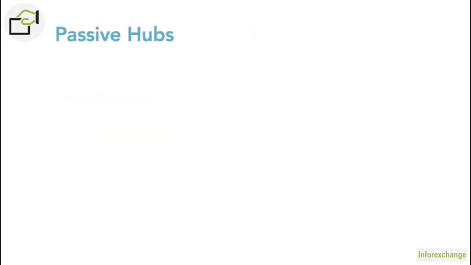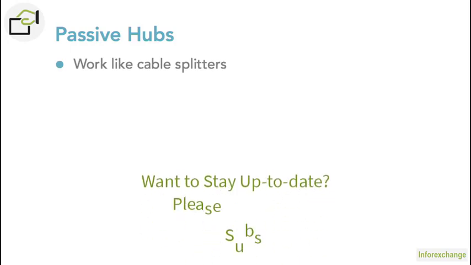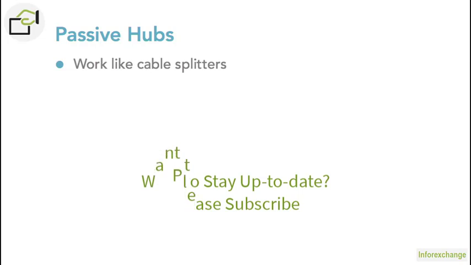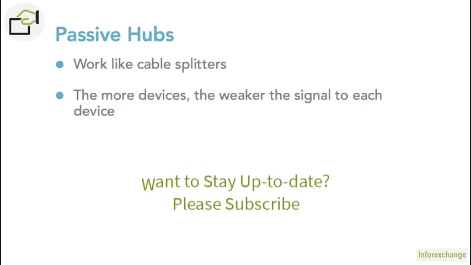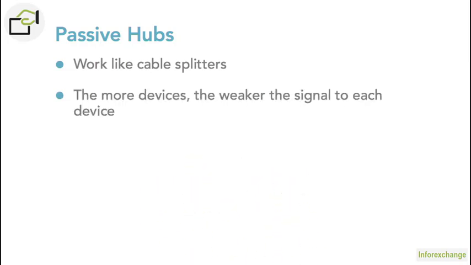The passive hubs worked a lot like a cable splitter. Basically what that means is that when a signal came in and was split out, the more devices connected to the passive hub, the weaker the signal got for each device. The reason the signal got weaker for each device is because, depending on how many devices you had, you had to divide the power of the signal that many times so that each device could receive the signal.